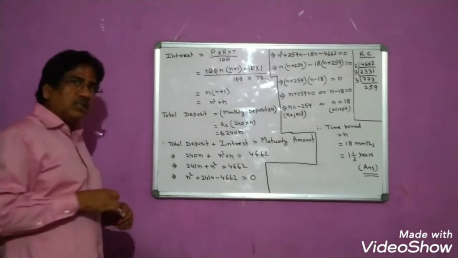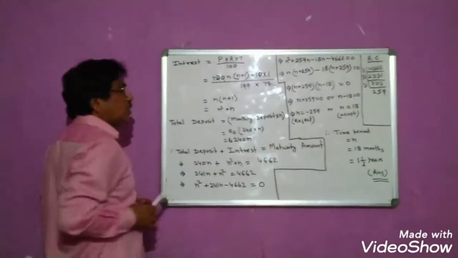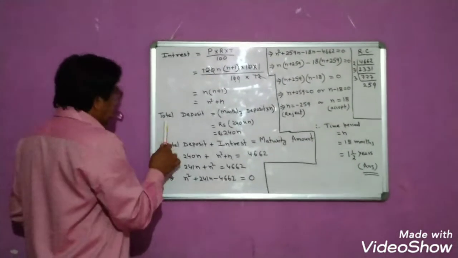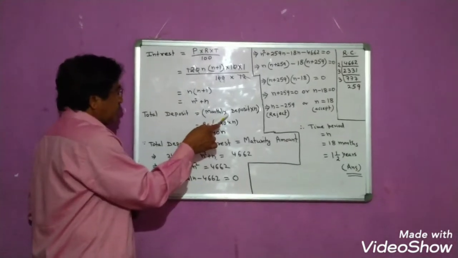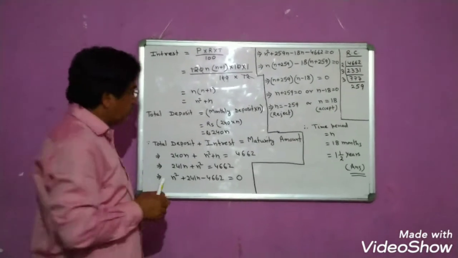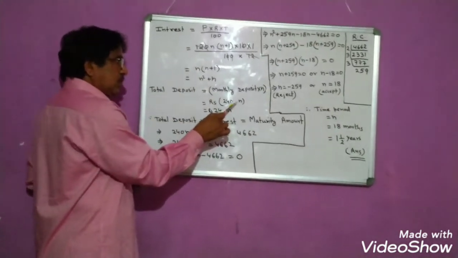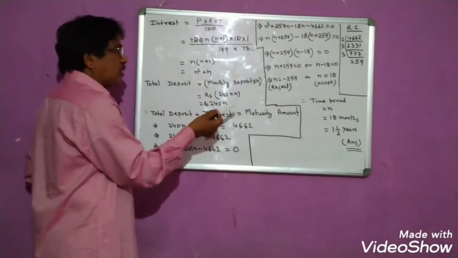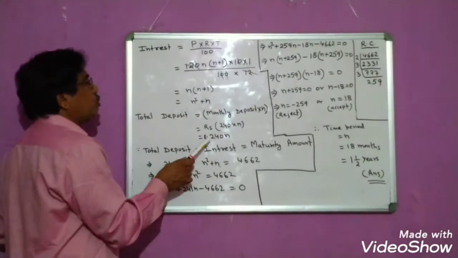Then the third step tells us to find out the total deposit. The formula is again this simple one: the monthly deposit into the number of months. Since the monthly deposit is given in the question, rupees 240, multiplied with the number of months which we have assumed as n. So 240 into n, that becomes rupees 240 n.